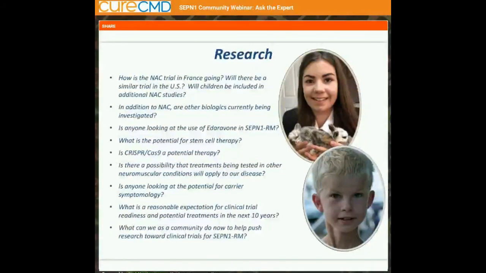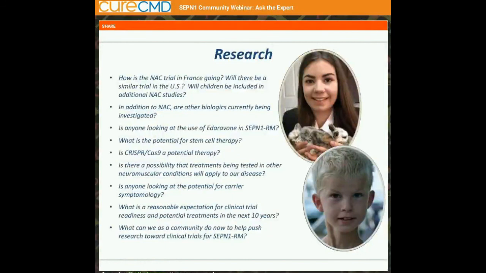Following up on what can we as a community do now to help push research toward clinical trials? There are several opportunities, obviously. Registering with the Congenital Muscle Disease International Registry, CMDIR. I think most of you are already registered, but there are several on the SEPN1 Facebook who are not. It helps us understand prevalence, helps us understand a little bit about natural history. How is the disease affecting you? At what age was onset? What is your genetic mutation? Those are all important questions to start moving in the direction of clinical trials.